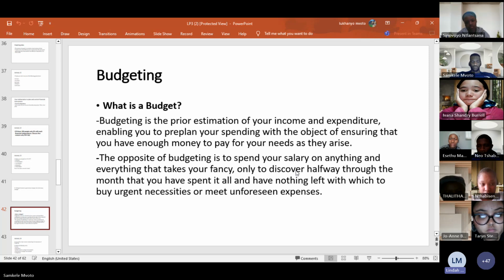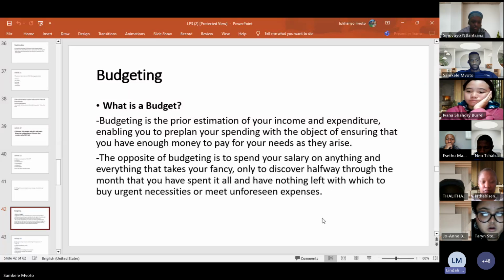So what is budgeting? Budgeting is the prior estimation of your income and expenditure, enabling you to pre-plan your spending with the object of ensuring that you have enough money to pay for your needs. The opposite of budgeting is to spend your salary on anything and everything that takes your fancy, only to discover halfway through the month that you have spent it all and you have nothing left with which to buy urgent necessities or meet unforeseen expenses.